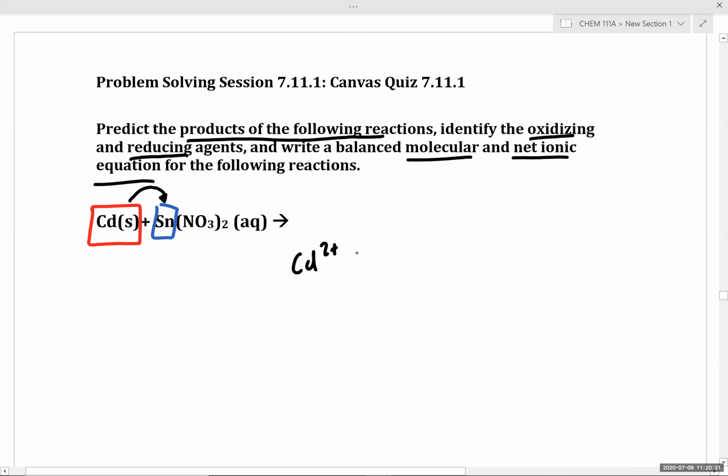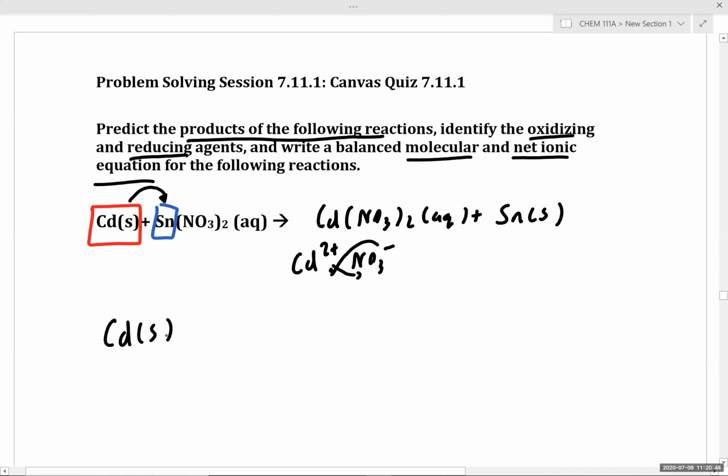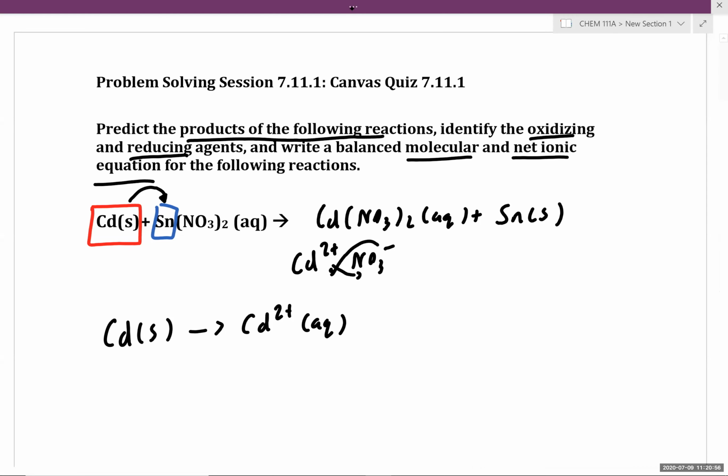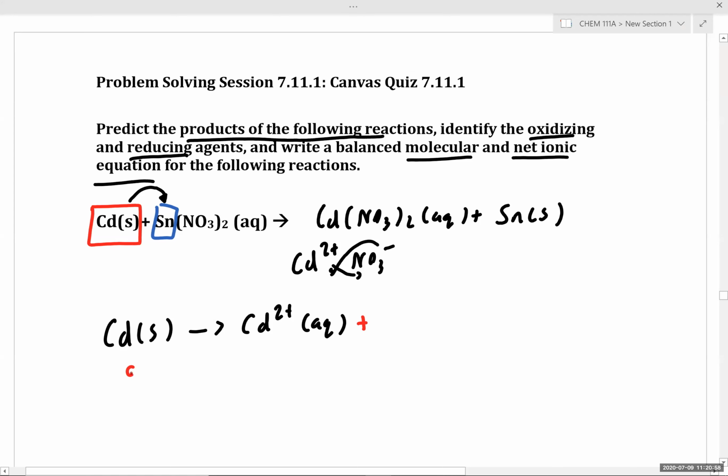So we have cadmium 2+ and NO3 minus. We cross our charges, that gives us cadmium nitrate aqueous, and we get out tin solid as a byproduct. Now, looking at our half reaction, we go from cadmium solid to cadmium 2+ aqueous. How many electrons did we lose when we go from 0 to +2? Just to make sure you're comfortable counting. Yep, we have 2 electrons lost.